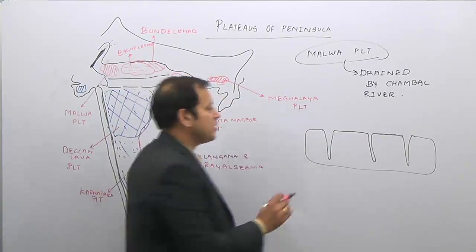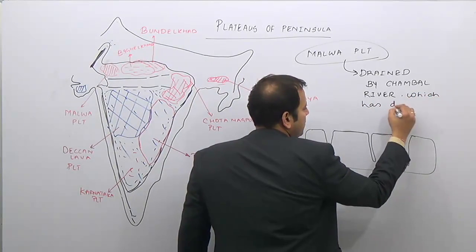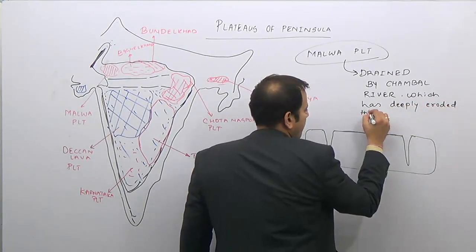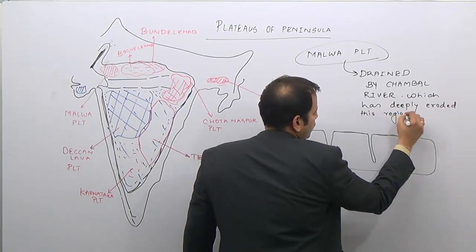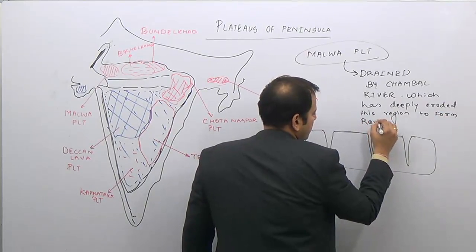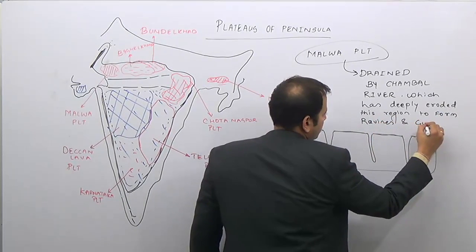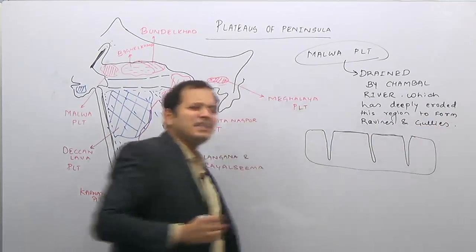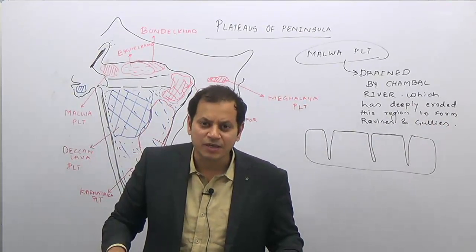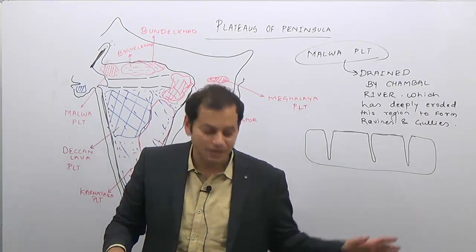So it is drained by the Chambal River, which has deeply eroded this region to form ravines and gullies. Or in simple terms, you remember that the Malwa Plateau is famous for ravine and gully erosion.